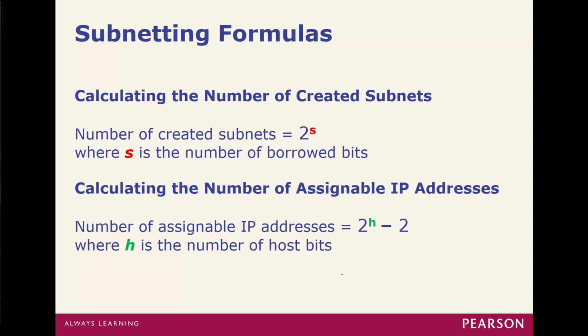So, calculating our subnets. If we're figuring out how many subnets we need, we can do 2 to the power of how many borrowed bits. If we're looking at how many addresses we can assign, we'll do 2 to the power of x minus 2. So if we're going to borrow 2 host bits, we can have 2 to the power of 2, which will be 4, and we minus 2. That means 2 addresses per network.